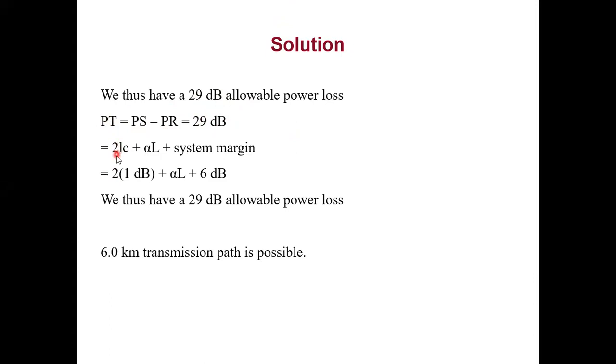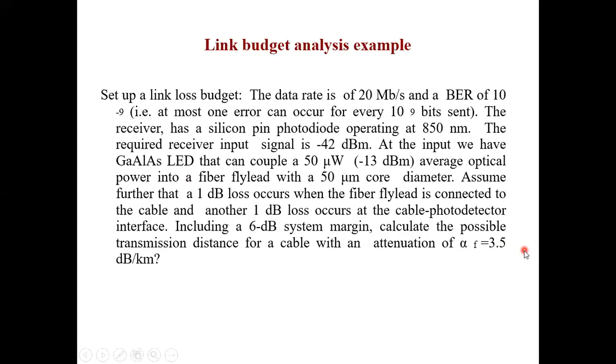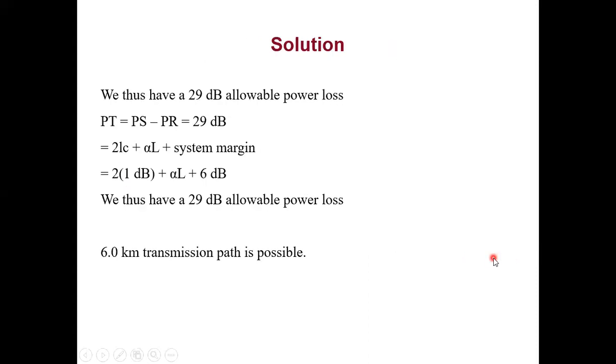Then this allowed loss is given by 2LC plus alpha f L, no splicing loss, plus system margin. In the question I have 2 connector losses of 1 dB each. So 2 into 1 dB plus alpha f L plus 6 dB, the system margin of 6 dB given. So from 29, subtract 6 and 2, and divide by alpha. Alpha is given in the question as 3.5 dB per kilometer. So you get your capital L as 6 km.